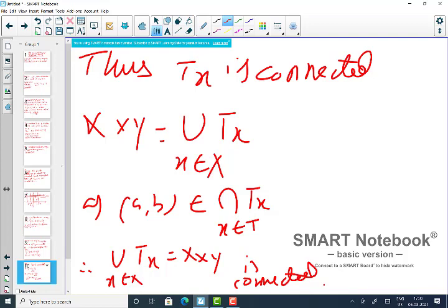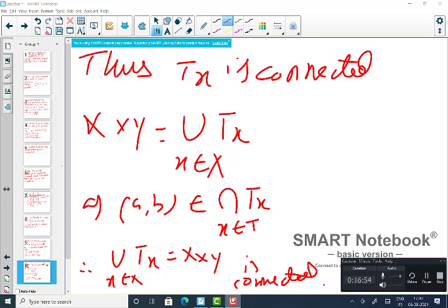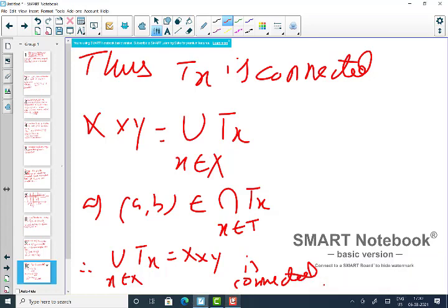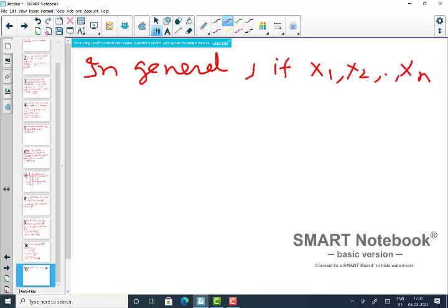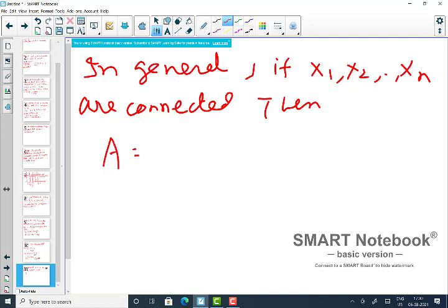So that tells you that if you take the Cartesian product of two connected spaces, that has to be connected. But then you're done, because in the general case, if you have n many connected spaces x1, x2, ..., xn that are connected, then what happens? You just write down, so this is mathematical induction.